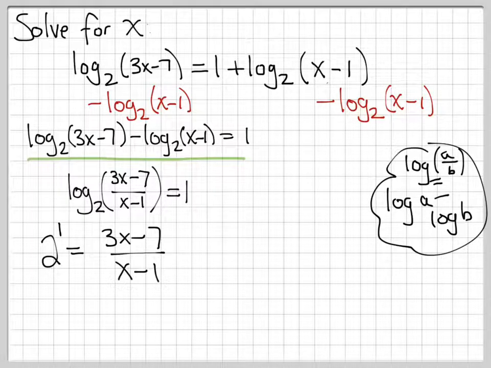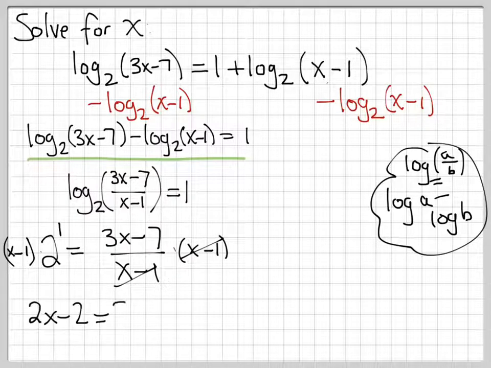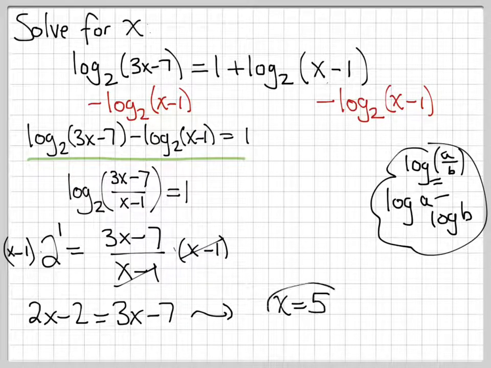And so we have a fraction equals 2. We can just multiply both sides of the equation by x minus 1. Here the bottoms cancel, and we get 2x minus 2 equals 3x minus 7. And if we bring this over, we get x equals 5.